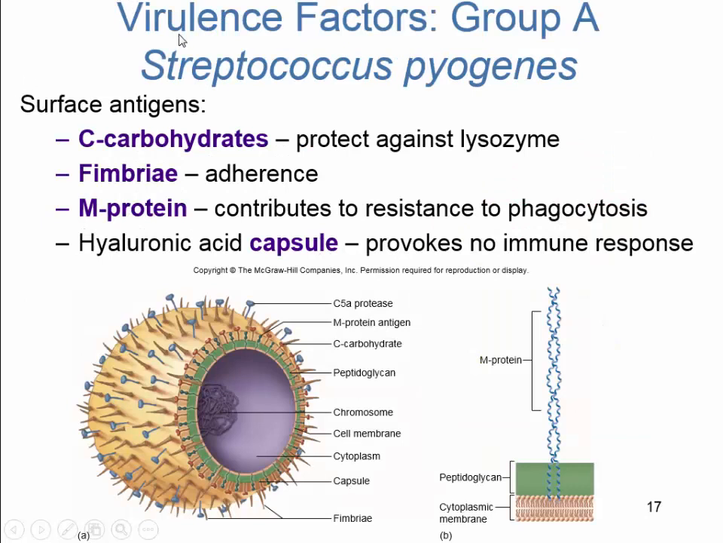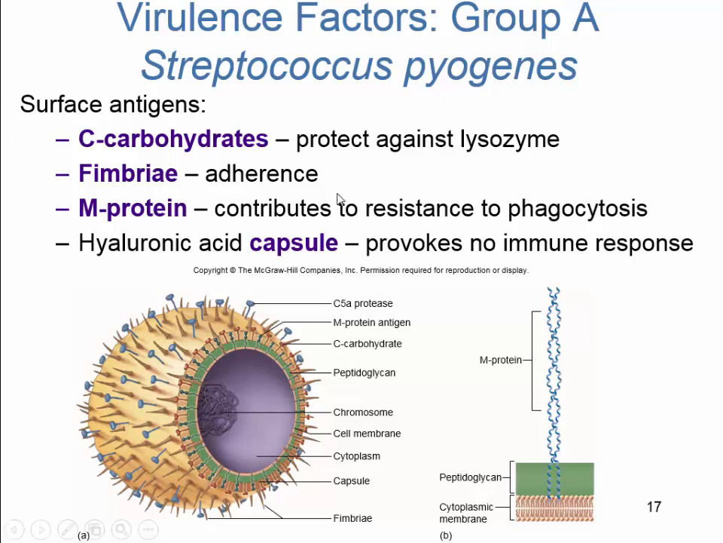Streptococcus pyogenes has distinct virulence factors or surface antigens that protect it against our immune system. One of those surface antigens is C carbohydrates, and C carbohydrates protect this bacteria from the lysosome. So the lysosome is that structure necessary to digest and break up microbes. And so Streptococcus pyogenes being able to survive the lysosome allows it to persist within our bodies.